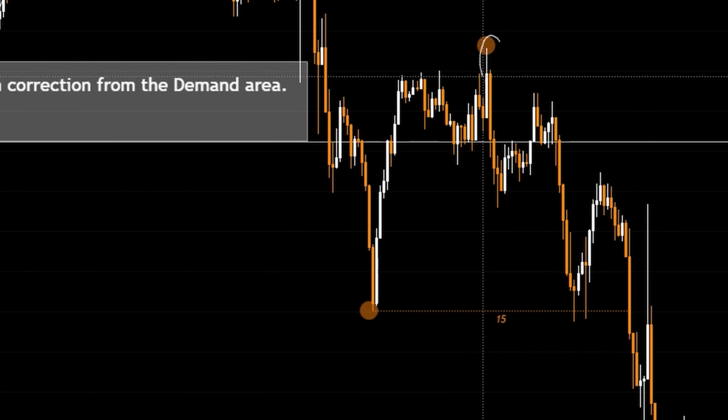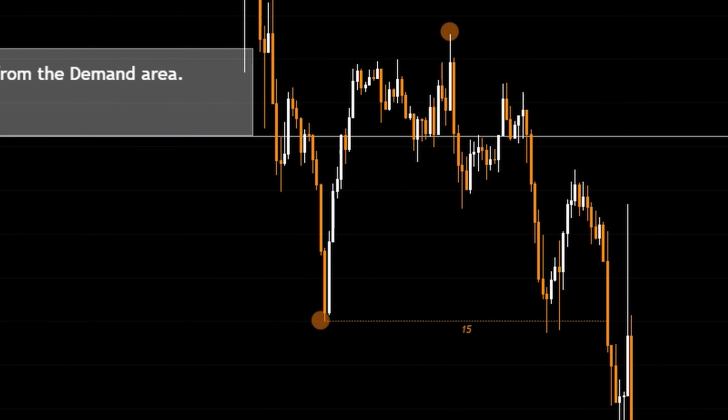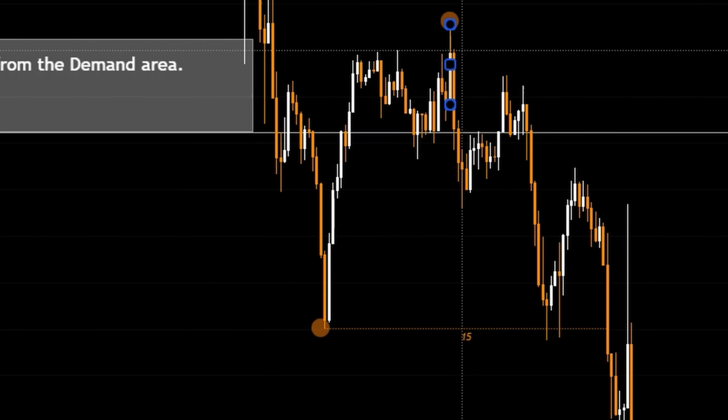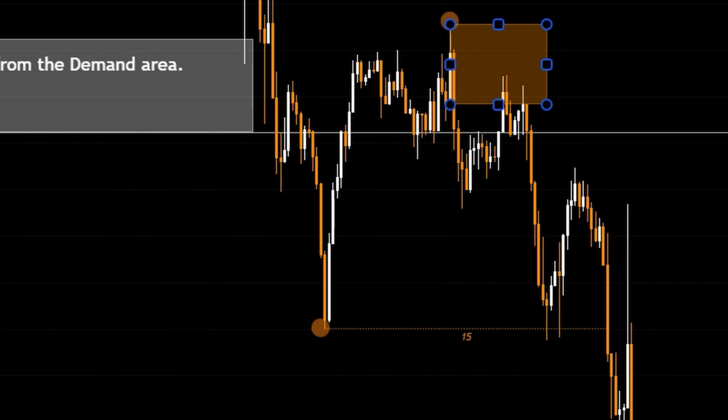So this is the perfect heavy volume of sellers at this point. If we draw the supply area at this point, this is our true supply area. Price respected this supply area. This is our supply for 15 minutes.